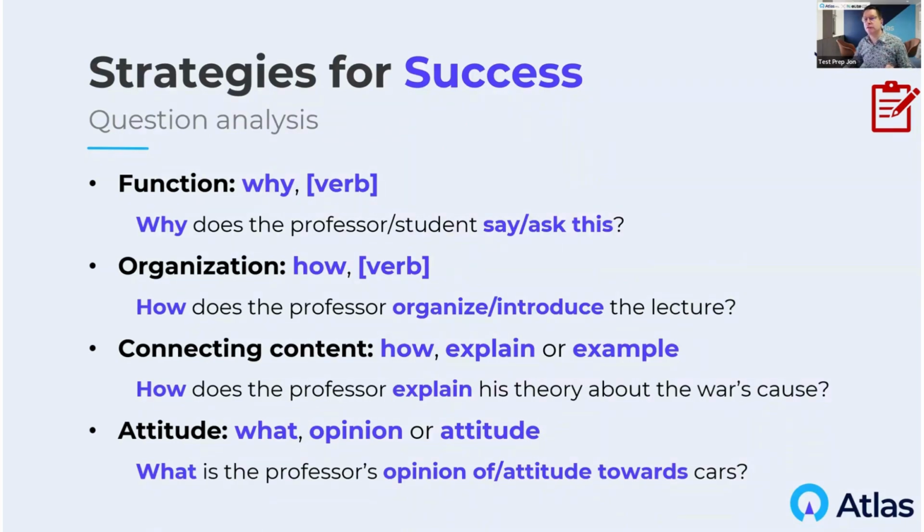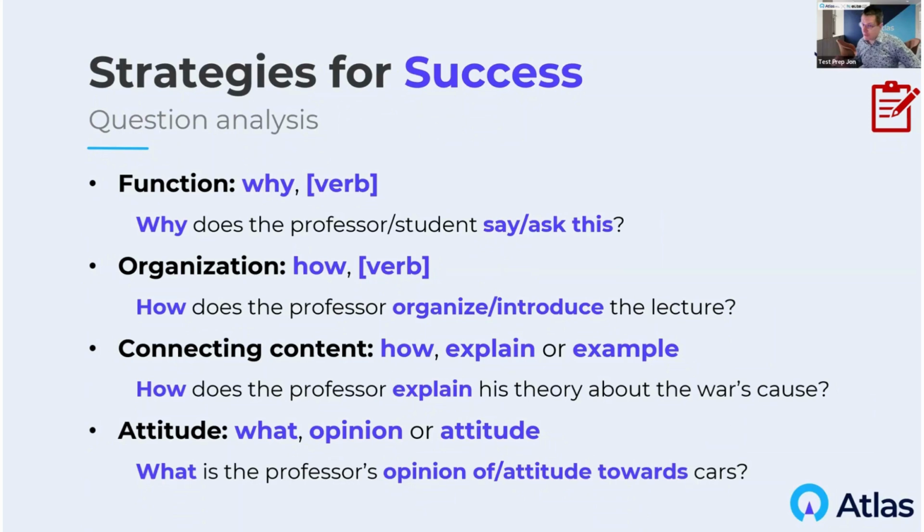Connecting content questions typically use the words how and then verbs explain or example. As I said previously, these are questions asking about examples or explanations or illustrations that the professor has given. So look for those words how, explain, or example. How does the professor explain his theory about the war's cause? And it's going to be something like by giving the example of something, or by giving the illustration of something, or by comparing it to something.